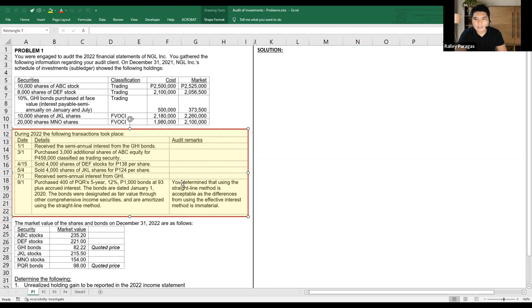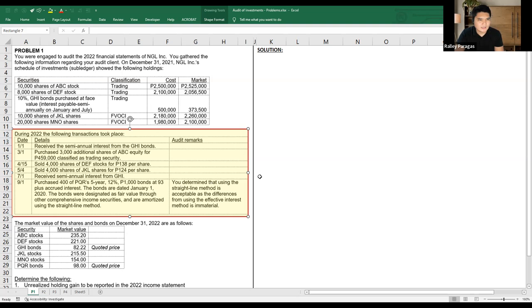So what we're trying to do here is pinapasadahan muna natin yung problem para ma-assess natin gaano ba kahirap, gaano ba kahaba, ano ba yung mga kakailanganin natin na information eventually. Sige, basahin natin yung audit remarks. Sabi sa problem, you determine that using the straight line method is acceptable as differences from using the effective interest method is immaterial. Okay, so sinabi dito effective interest method, does that ring a bell?